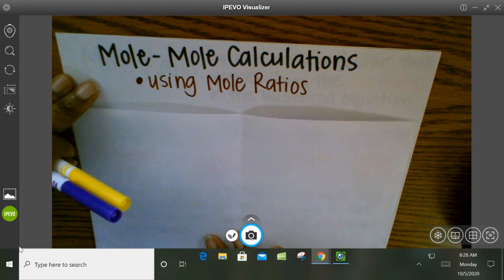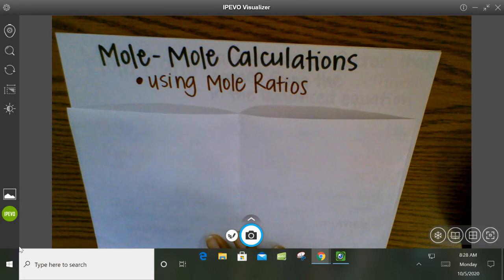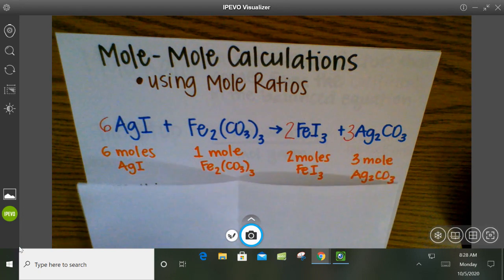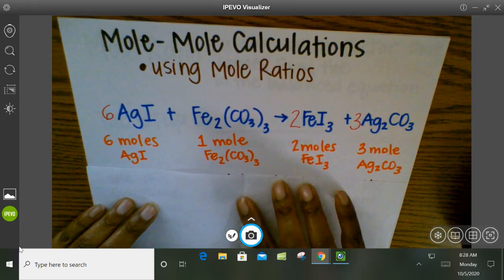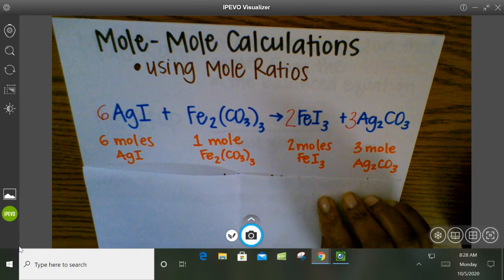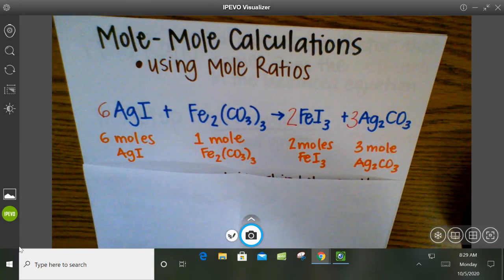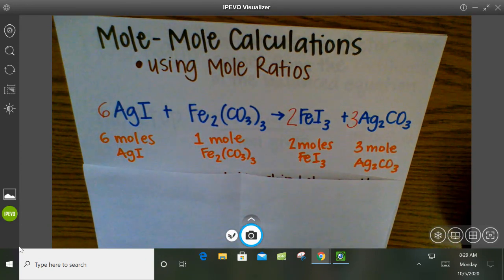Before we get into doing a calculation with the mole ratio, I just wanted to go over some information. The first thing I wanted to look at is a balanced chemical equation. In this case, we have silver iodide reacting with iron 3 carbonate, producing iron 3 iodide and silver carbonate. When we balance that equation, we get the coefficients 6, 1, 2, 3. That's how we normally look at that.